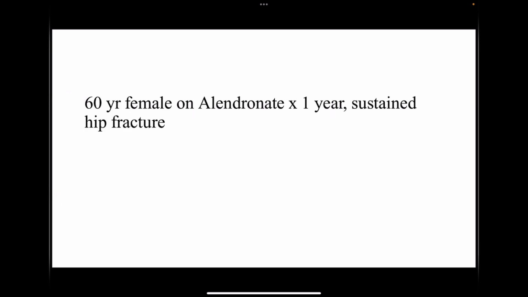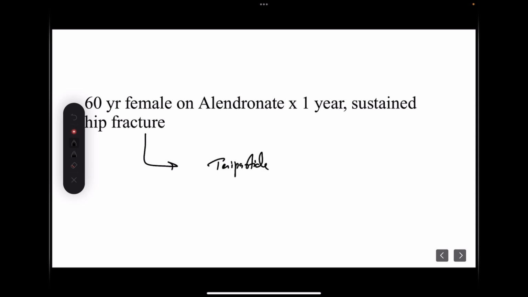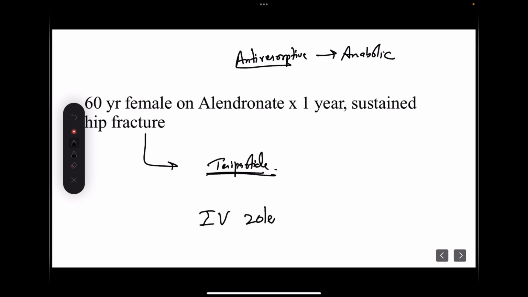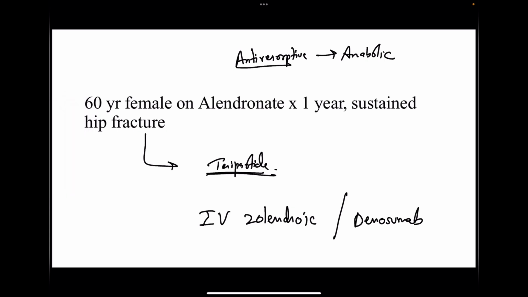Coming to the next example, a 60-year-old female patient on alendronate since 1 year already, now coming with a hip fracture. What should we do? Can we give teriparatide after alendronate? Go to the narrative review. After anti-resorptive, can we go for anabolic? No, we cannot. So what option do we have? We can start either IV zoledronic acid or denosumab. This is what we can do for this patient.